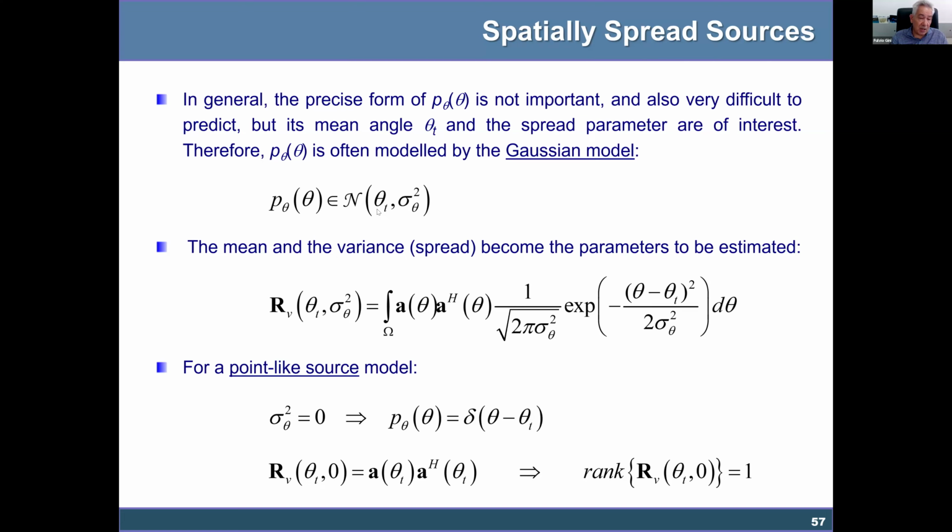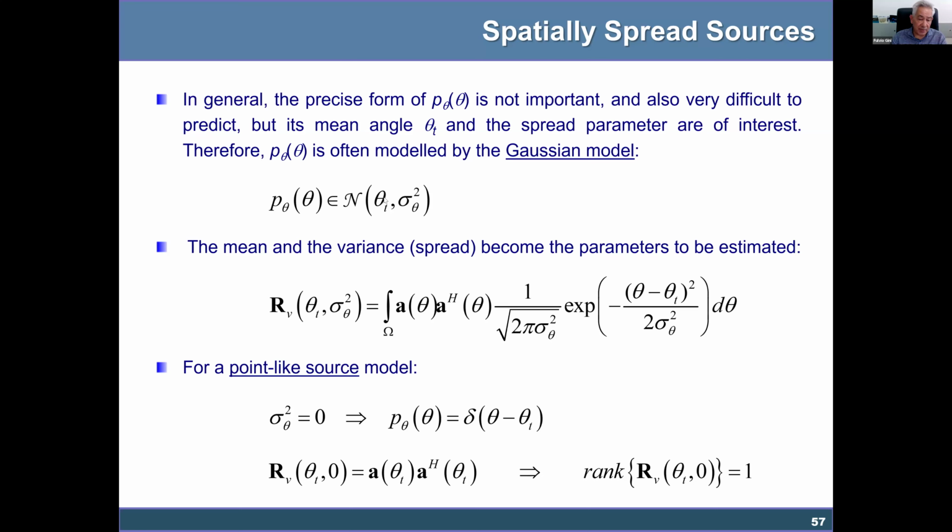In this case, the mean is the barycenter of the distribution of scatterers. And so the barycenter can be interpreted as the directional arrival of the signal generated by this bunch of scatterers. And sigma theta square is a measure of spread of the source. So it measures how much the source is spread in space, or actually in angle in this case.